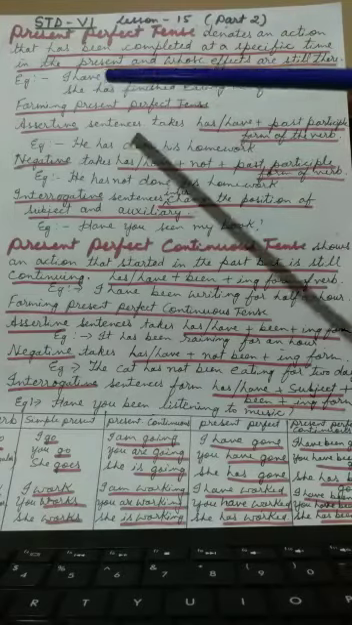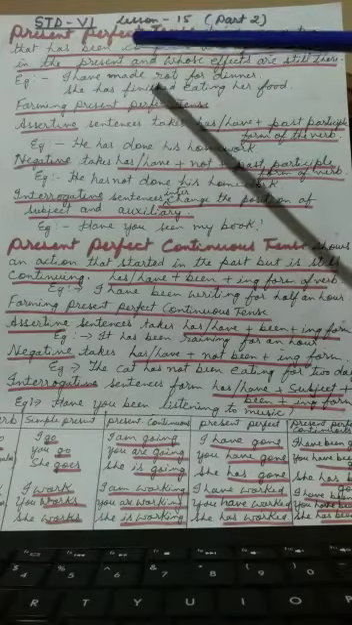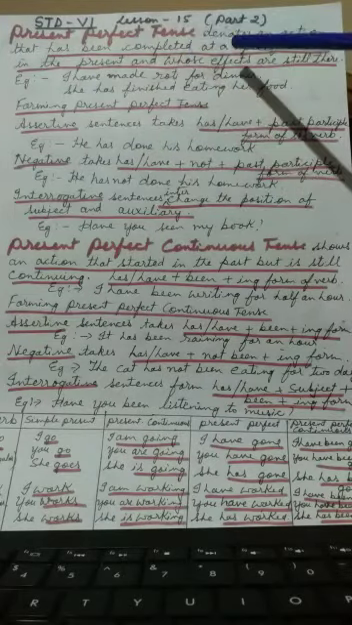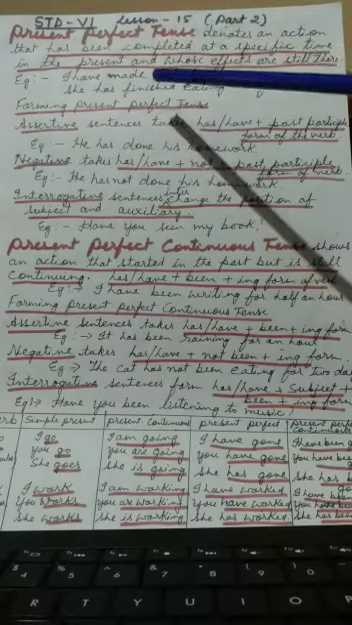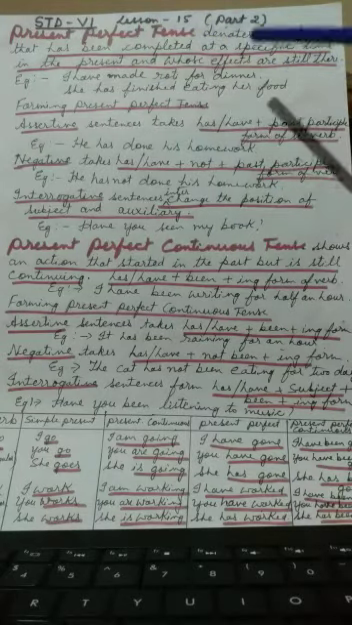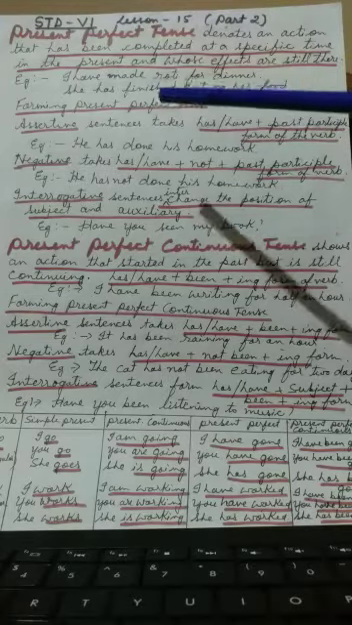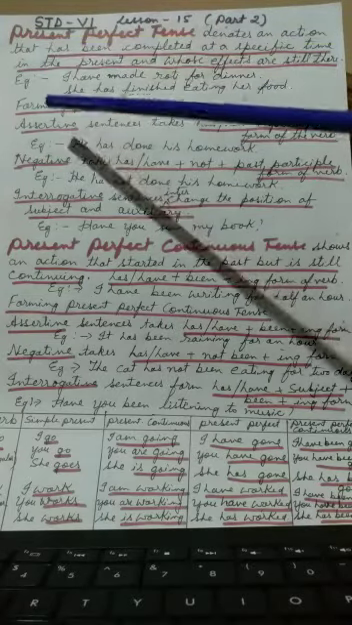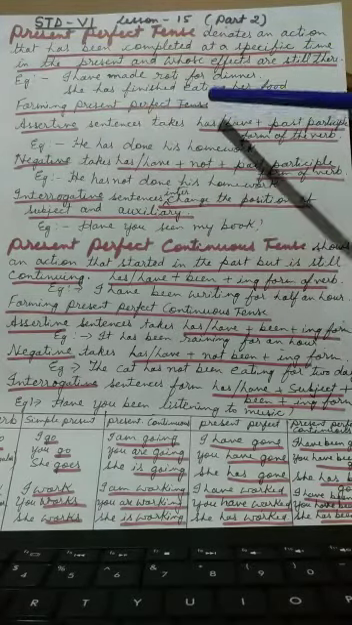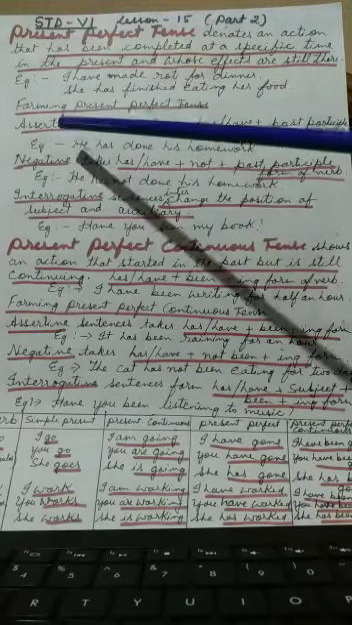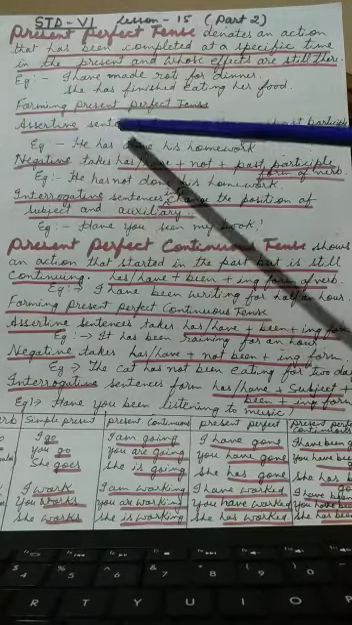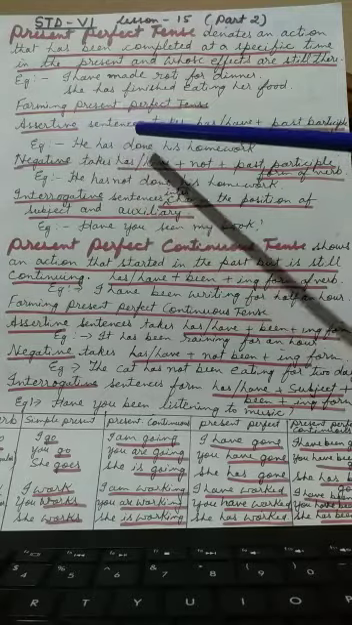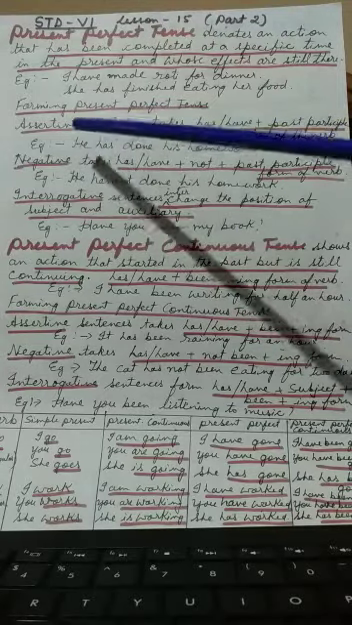So the action is completed, an action that has been completed at a specific time in the present and whose effects are still there. So this is very important. Now how do we form the present perfect tense? First of all, we see in the assertive sentence. Assertive is positive sentences.